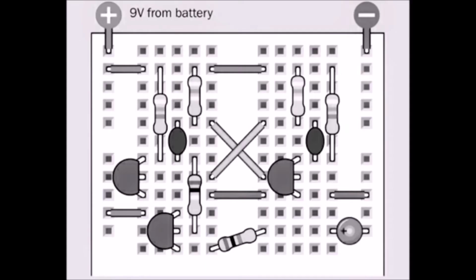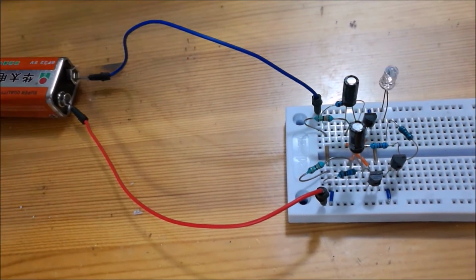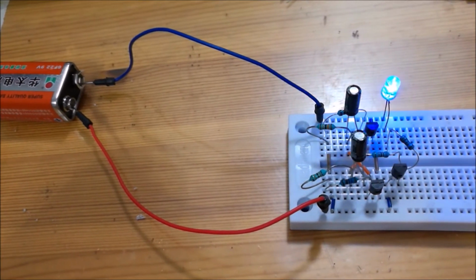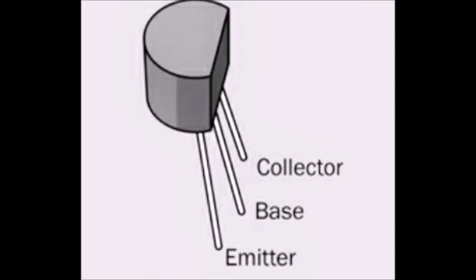Let's look at the result first. The LED lit for a while, then turned off, then lit again. Understanding this in detail is tricky, because the voltages are constantly fluctuating, and more than one thing is happening at any given moment. A transistor has a base, emitter and collector.